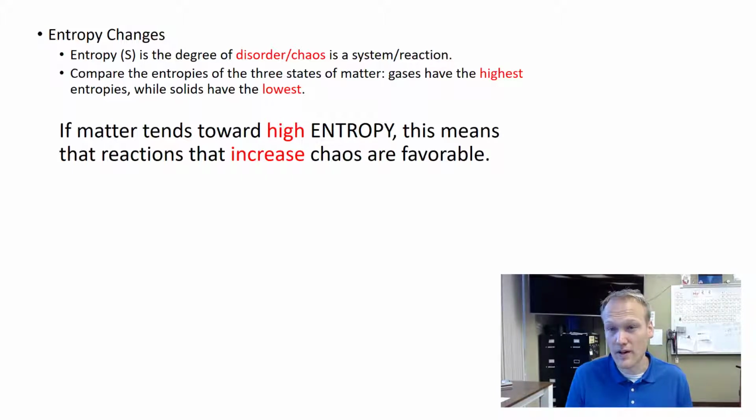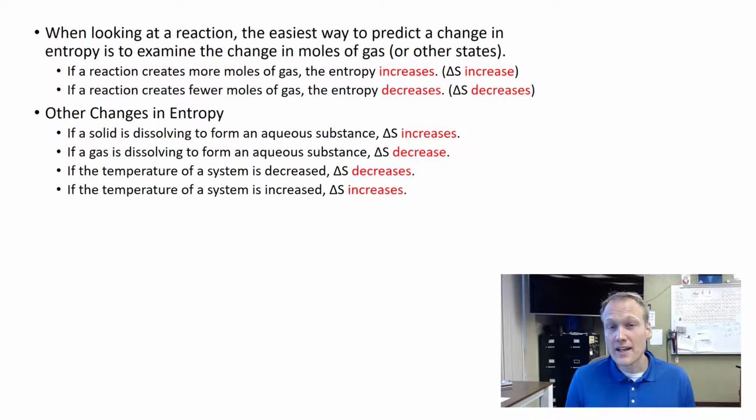Not becoming more organized. And therefore, any reaction that would create more disorder would be considered favorable. When you're looking at these reactions, the easiest way to see if entropy is increasing or decreasing is to look at the moles of gas. So if you're creating more moles of gas, then entropy is increasing. If you're creating fewer moles of gas, then entropy is decreasing.